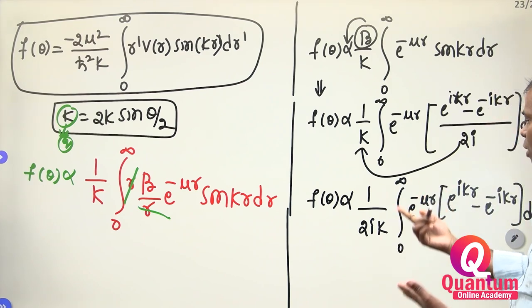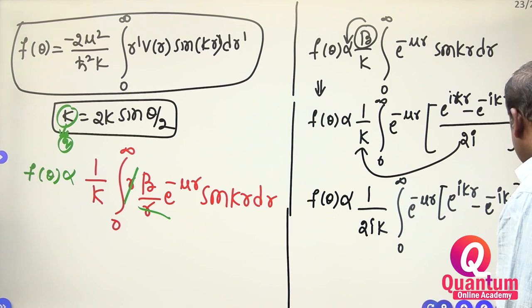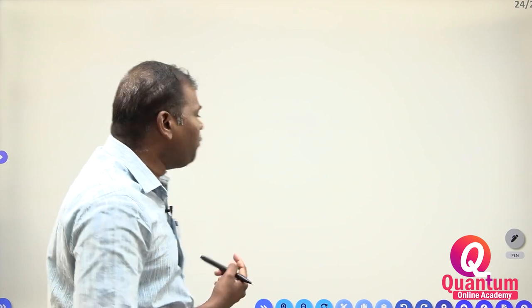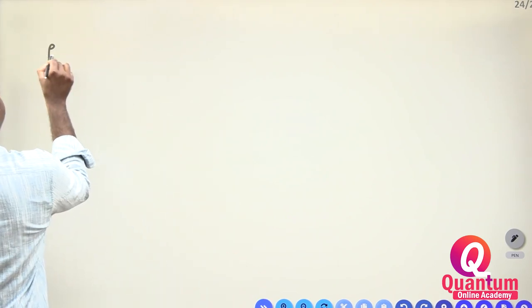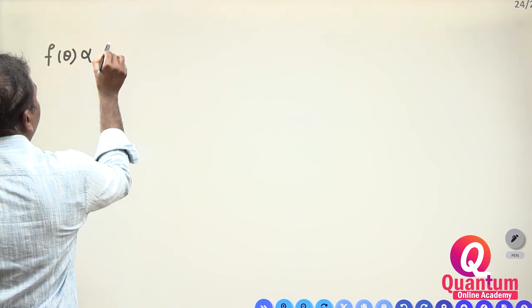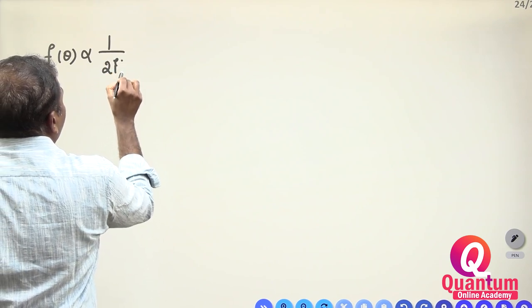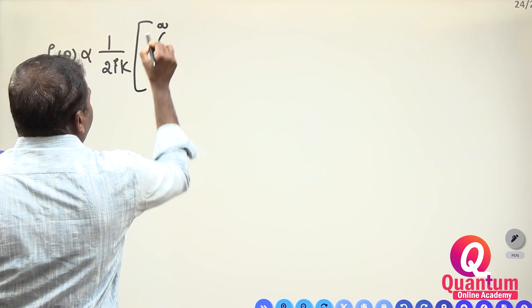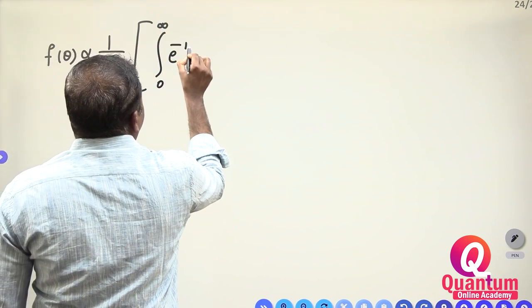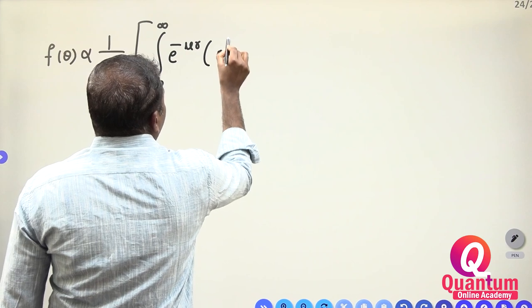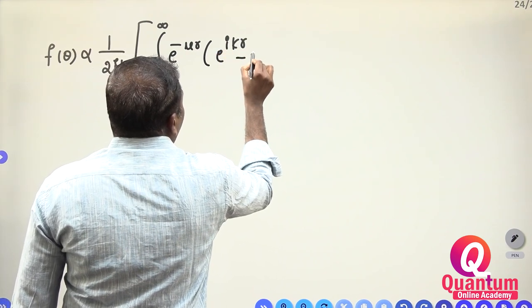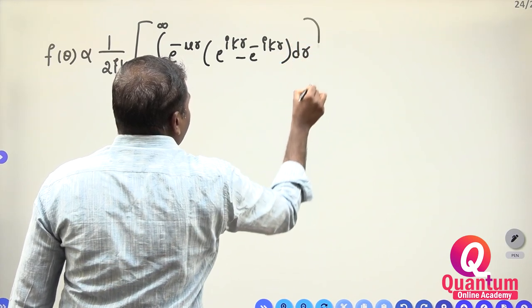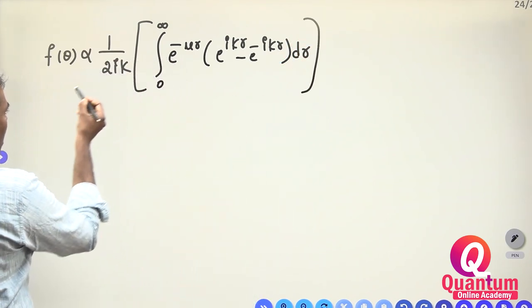Clear? Again, we have to simplify. So this board is not sufficient. I want to take one more page. Let us see how we are taking. F of theta is directly proportional to 1 by 2ik, integral 0 to infinity, e to the power of minus mu r into e to the power of ikr minus e to the power of minus ikr, into dr. This one is correct, no? Now you have to see how I am simplifying.